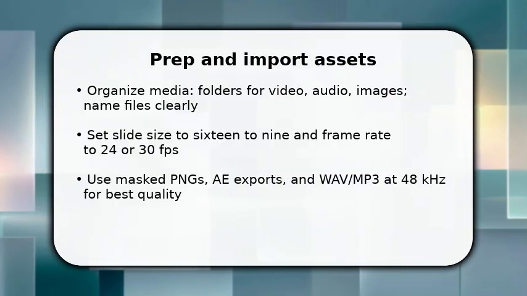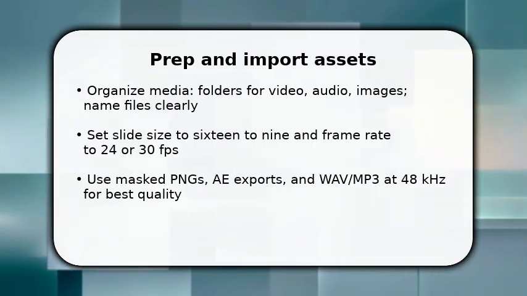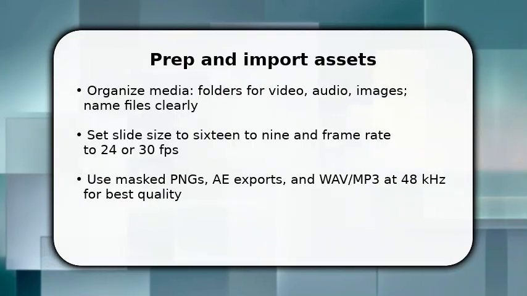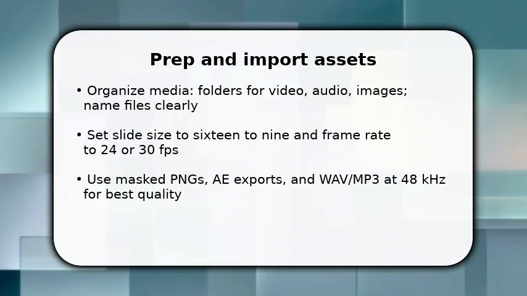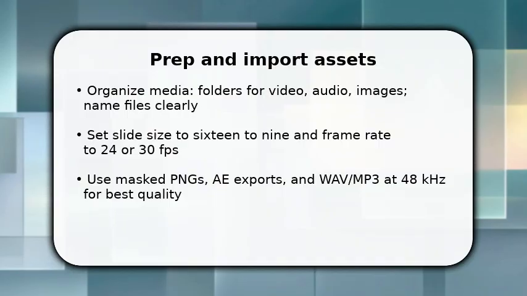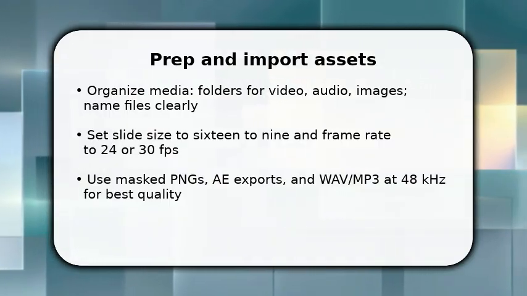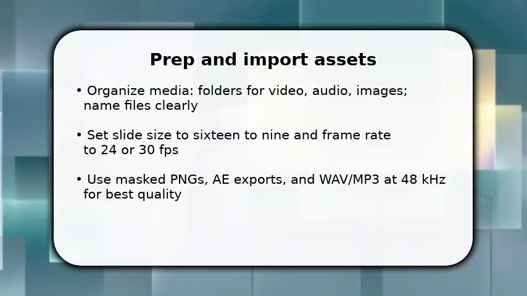You start by gathering and organizing everything: footage, voiceover, music, and layered images. First, set the slide dimensions to 16:9 and pick 24 or 30 FPS so motion looks cinematic. Then import high-quality audio files at 48 kHz and lossless images. Make sure file names match your storyboard.